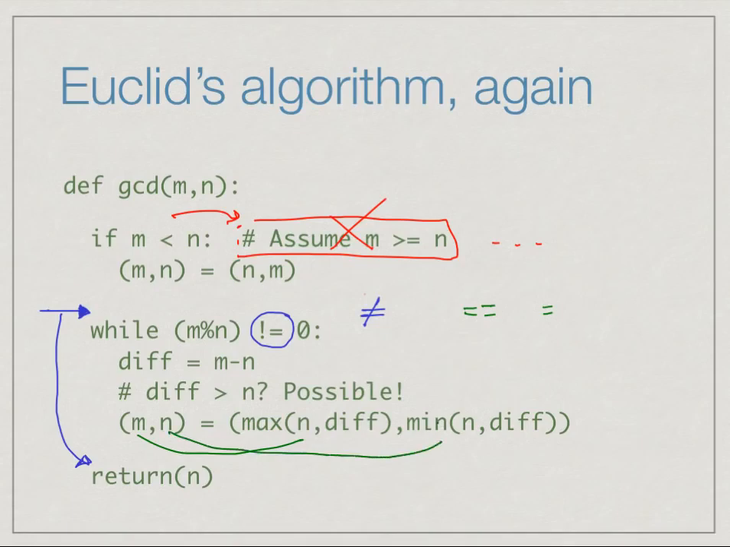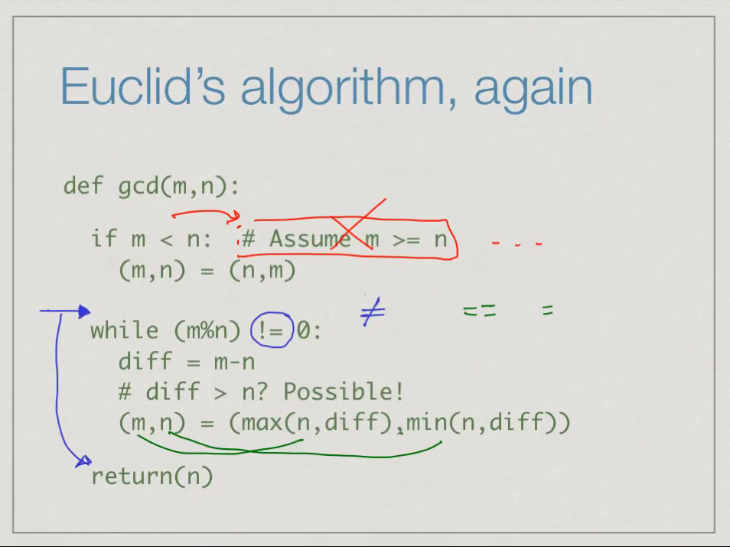So we have a pair m, n whose GCD we are trying to find, with the assumption that m is bigger than n. At each step, we replace m by the larger of n and the difference, and n by the smaller of n and the difference. This is exactly what we are doing in the recursive call. We are saying, pretend we are computing the GCD of that. So here in this while loop, effectively we are saying replace the computation of the GCD of m, n by the computation of the maximum of n and diff and the minimum of n and diff.